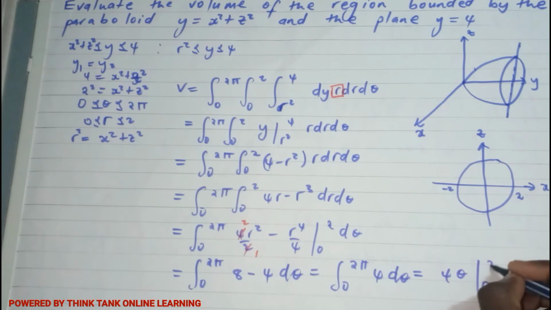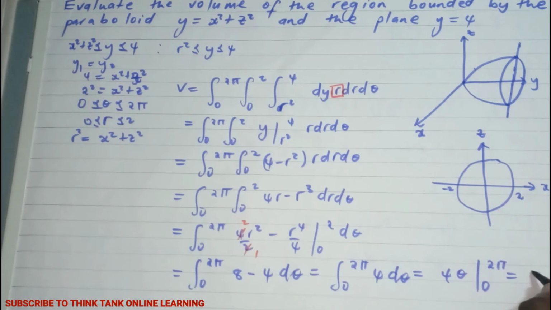All our bounds from 0 to 2 pi. So that means we're going to have 8 pi as our answer.